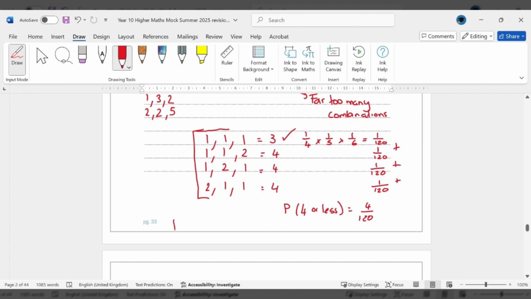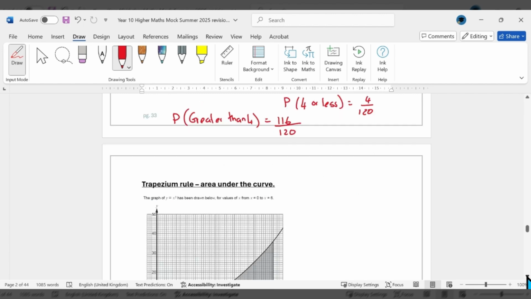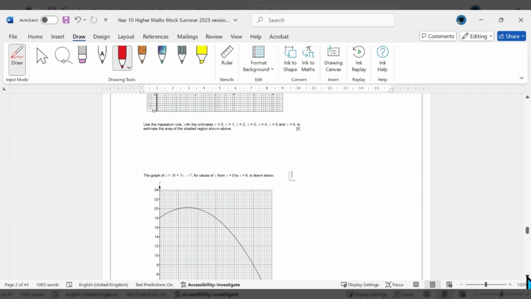Therefore, the probability of getting greater than 4 is everything else, all the other combinations. And if you take 4 away from 120, there are 116 other combinations. So in your part B, you might be looking to work out the combinations that are the opposite of what you need. Okay, trapezium rule.